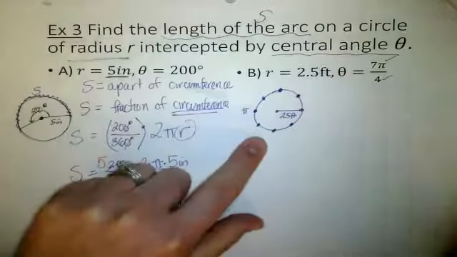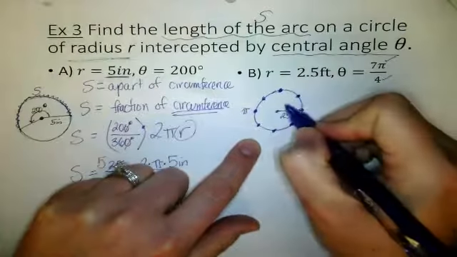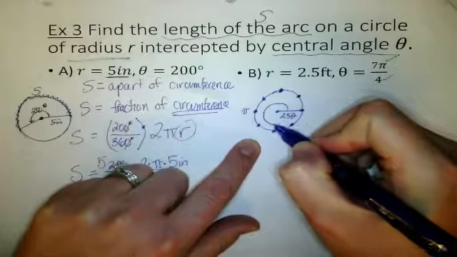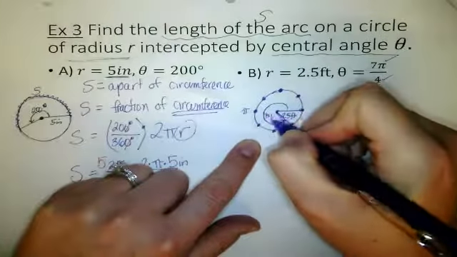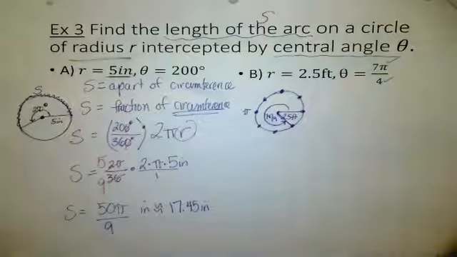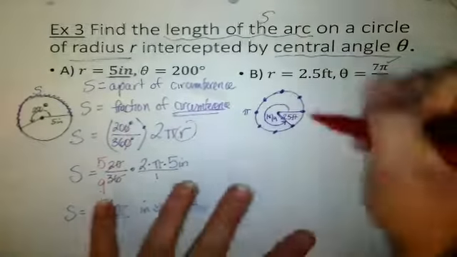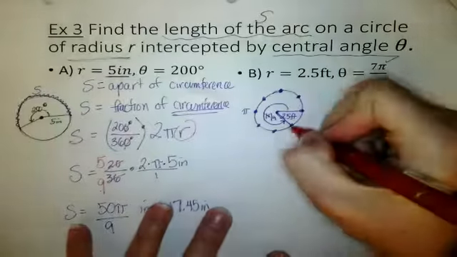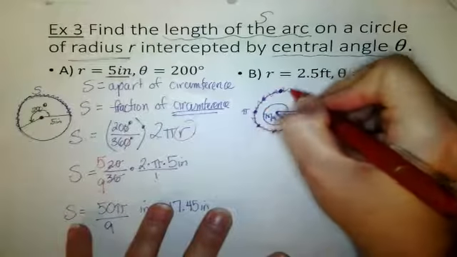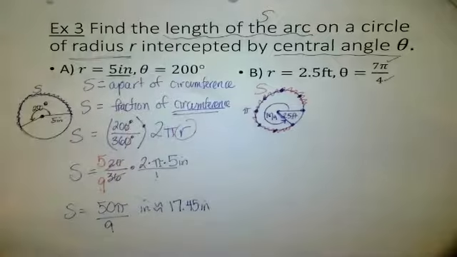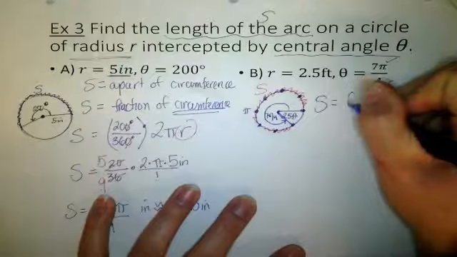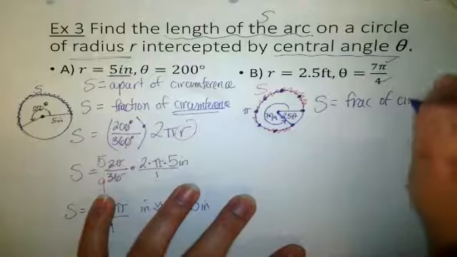So 7 pi over 4 would be counting 1, 2, 3, 4, 5, 6, 7. Almost all the way around. So there is 7 pi over 4. Almost 8 pi over 4, which is almost all the way around. All right, so our intercepted arc, if that angle were to snap back closed, we want to know how long is this arc. It's pretty far. So once again, it's not the full circle. That arc length S is some fraction of circumference.